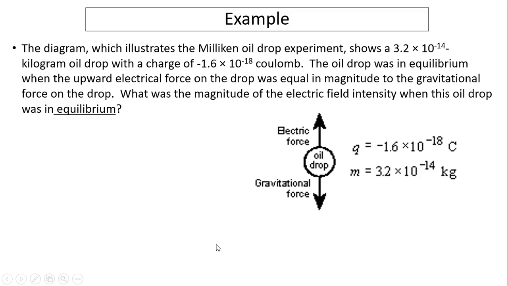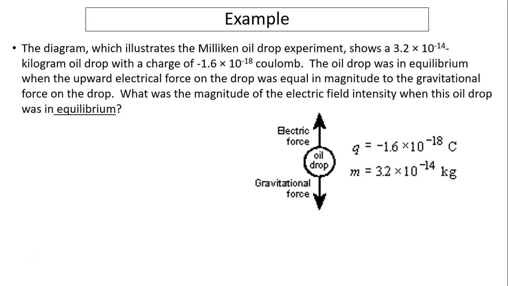Another example. A diagram which illustrates Millikan's oil drop experiment shows a 3.2 times 10 to the negative 14 kilogram oil drop with a charge of negative 1.6 times 10 to the negative 18 coulombs. The oil drop was in equilibrium when the upward electric force on the oil drop was equal in magnitude to the gravitational force on the oil drop. What was the magnitude of electric field intensity when this oil drop was in equilibrium?